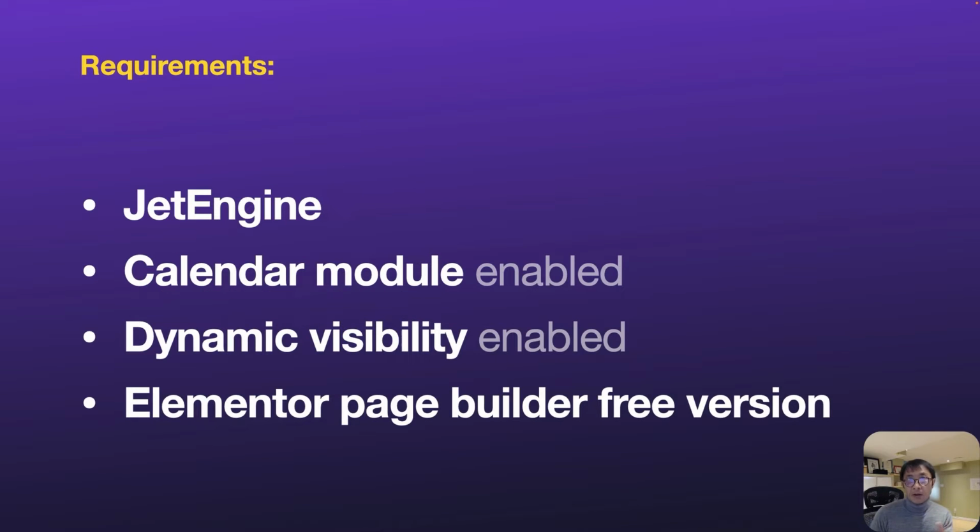In today's video, I would like to show you how to show and hide certain elements using the dynamic visibility module. Today's requirement is that you need to have the JetEngine plugin with the calendar module and the dynamic visibility module enabled, and the Elementor page builder free version. So that's all you need.